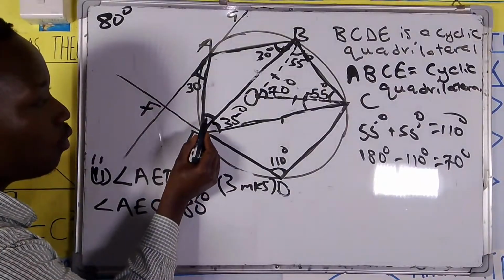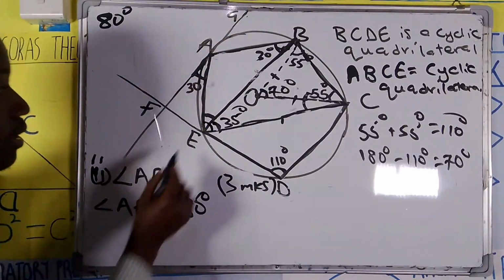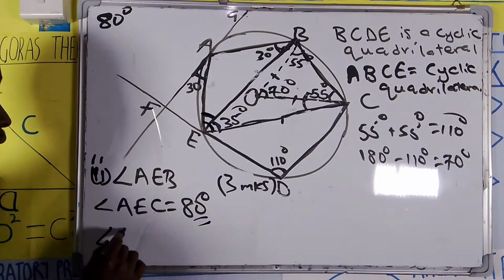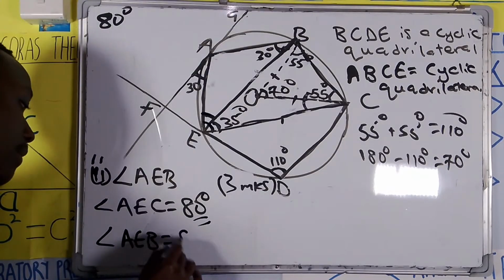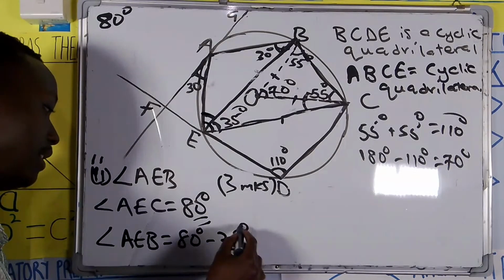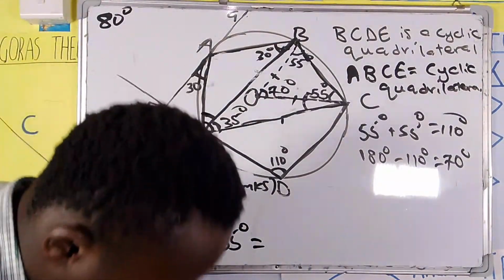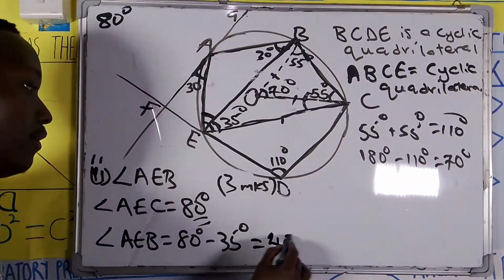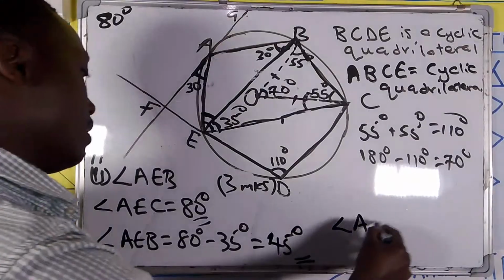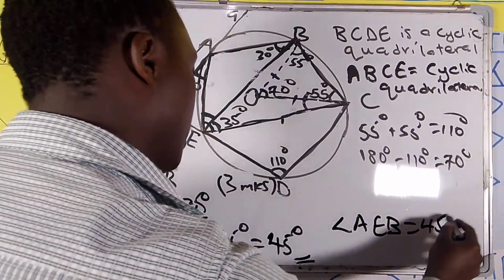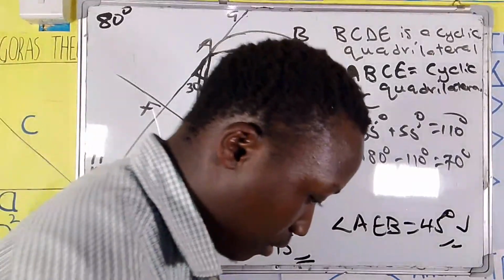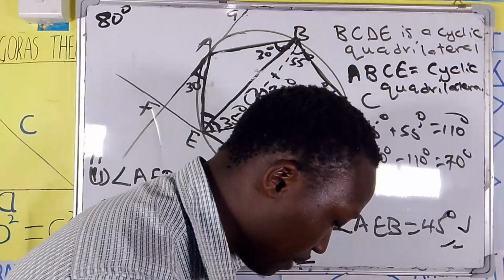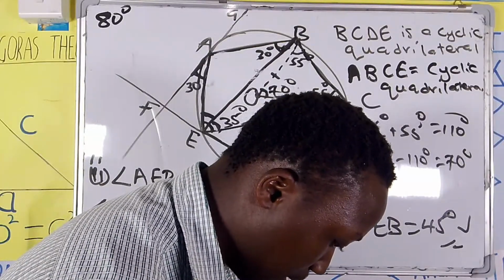And if the whole of this angle is 80, therefore getting this one alone, angle AEB, it will be 80 degrees minus 35 degrees, itatupatia 45 degrees. So angle AEB will be equal to 45 degrees. Hiyo imeisha hivyo. Sasa tuende part B.